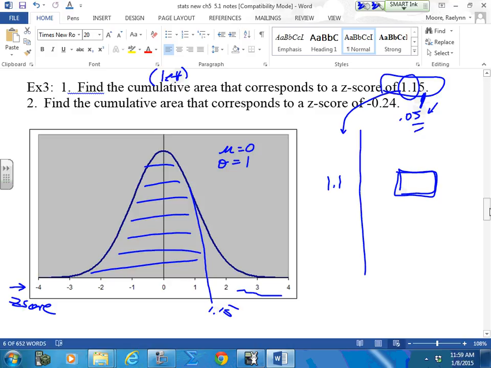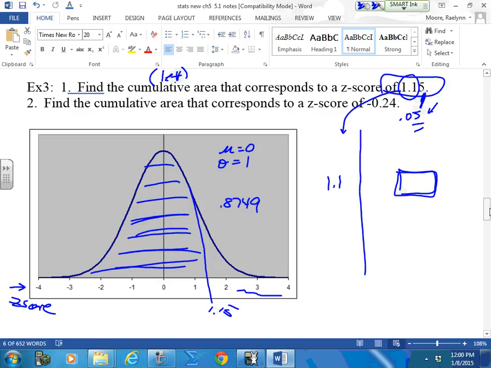So what area do you find? What's that decimal number that corresponds right there? Look at your chart, guys. Good. That tells me the area to the left of this is 0.8749. If I move my decimal place 2 places, it's covered 87.49% of my curve. 87.49% of my curve lies to the left of this z-score.